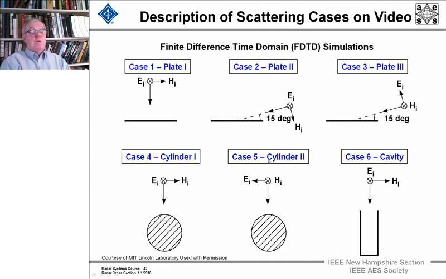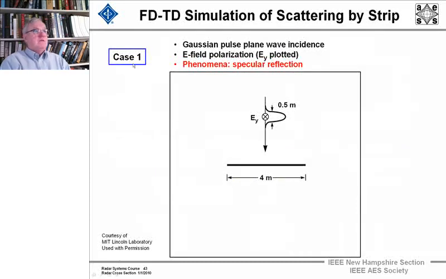And I'm going to show you these simulations, and we'll go through in a couple of steps before I show you a video. In the first case, we have a Gaussian pulse plane wave incident, and the E-field polarization, E sub y, is plotted. The pulse is half a meter in width, and our perfect conductor is 4 meters long.